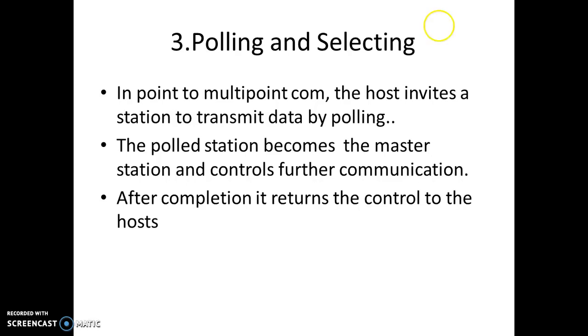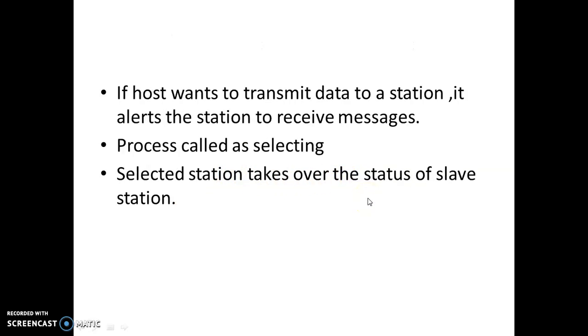Okay. So in multi-point communication, the host invites a station to transmit data by polling. So it requests whether the station wants to send data, that is called polling. Now if the tributary station actually wants to send the data, since it is sending the data, it becomes the master station and it controls further communication. After it has sent all the data, it will give control back to the host. Now if the host actually wants to send data to a station, it alerts the station to receive the message. Okay, and this process is called selection.